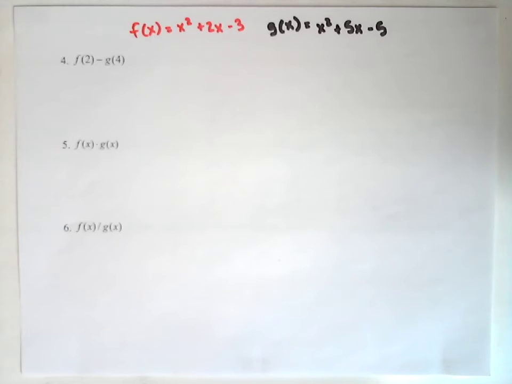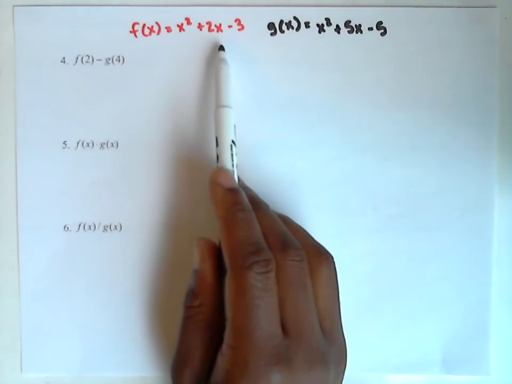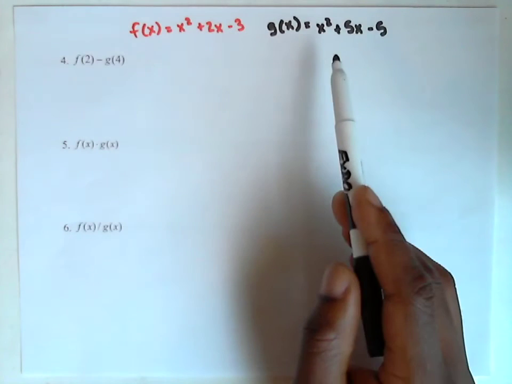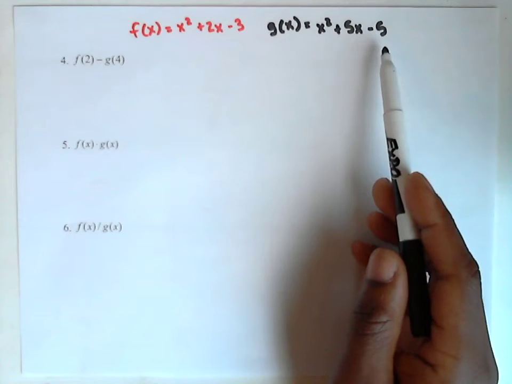We've already done the first three problems out of our combinations of functions set. Now we'll be doing the second three. If you remember from our first set, f of x equals x squared plus 2x minus 3, and g of x equals x squared plus 5x minus 5.